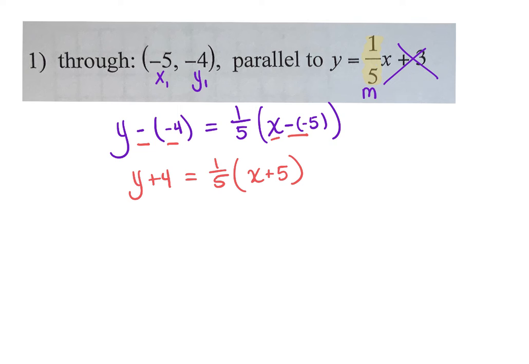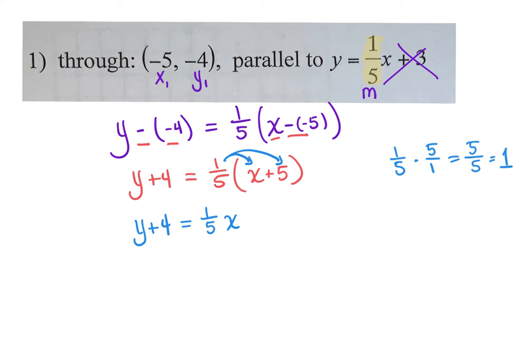And then to continue, your final answer needs to be in slope-intercept form. So you're going to distribute this 1/5 through. On the left, I still have my y plus 4. On the right, 1/5 times x is just 1/5 x. And then 1/5 times 5. Remember, that is 5 over 1. You can cross cancel, but you're going to get 5 over 5, which is just 1, right?